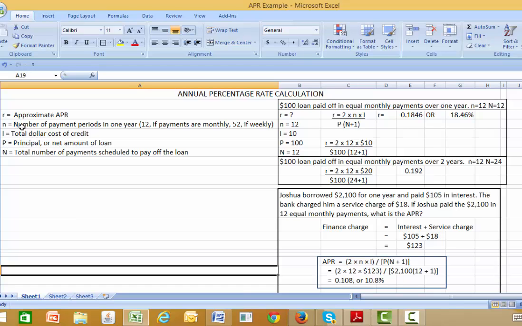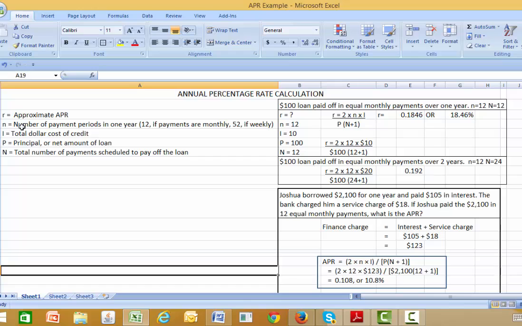And then small n is the number of payment periods in 1 year. So this n is equal to 12 if we're talking about monthly payments, and it's equal to 52 if we are talking about weekly payments. I is the total dollar cost of credit. So this includes the interest you paid, and any other points, any other fees that you pay for the loan. So it's the total dollar cost of the credit.